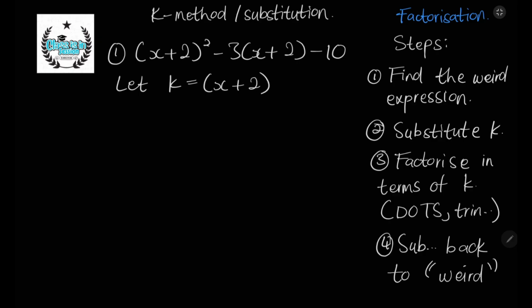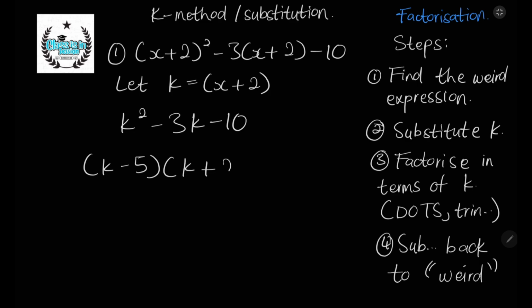Now let's rewrite the expression. We have x + 2, let's replace it with k. We have our k², then minus 3, and let's replace this x + 2 with k, so k, and a constant term which is minus 10. Do you still remember how to factorize trinomials? If so, you know that your answer should be (k − 5)(k + 2). If you can't factorize this, please go back to the factorization videos.